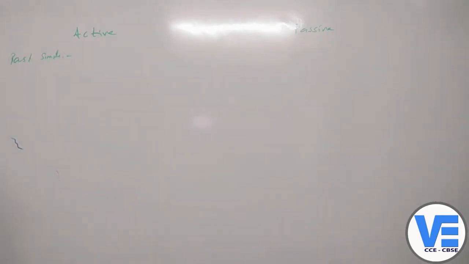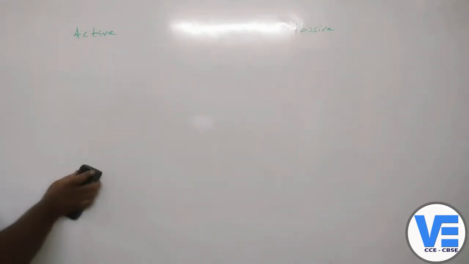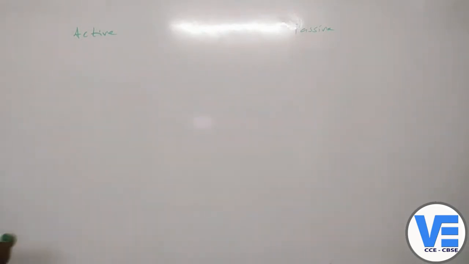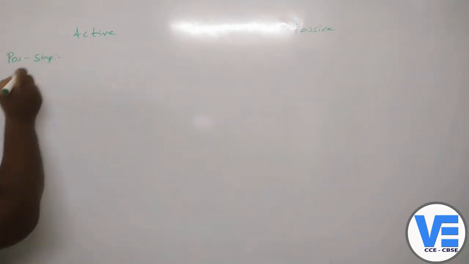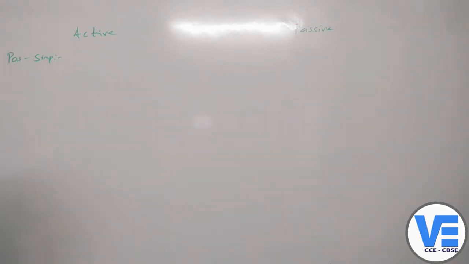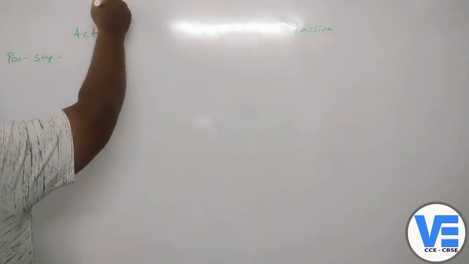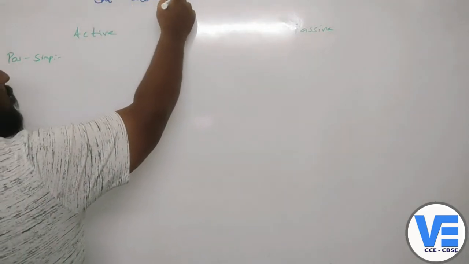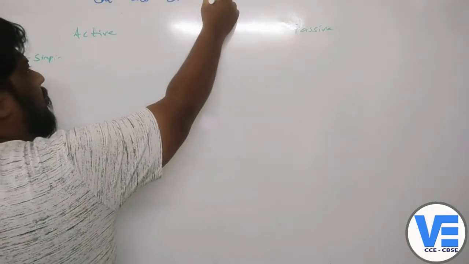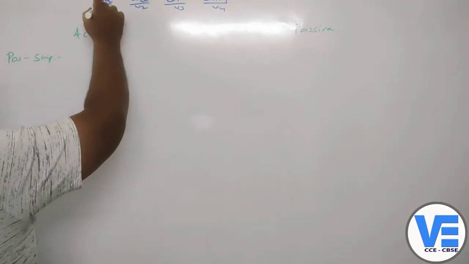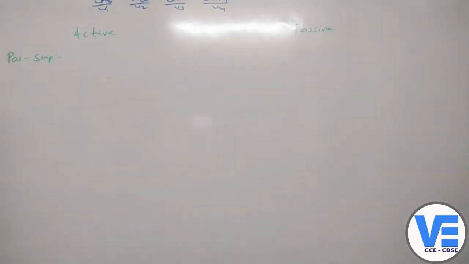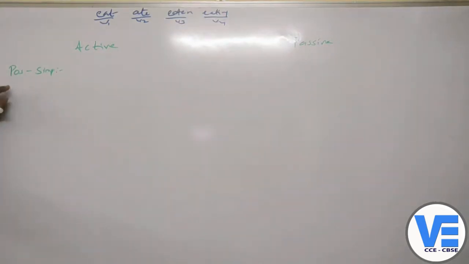Okay, so yesterday we have taken a verb, that is eat. So the verb eat, V1, V2, V3 and V4 are eat, ate, eaten, eating. Okay, so now coming to the past simple.